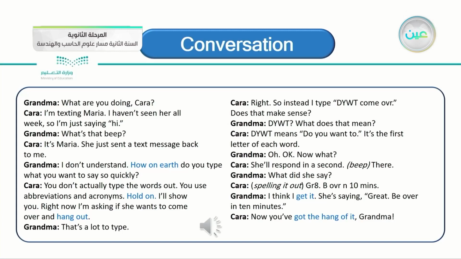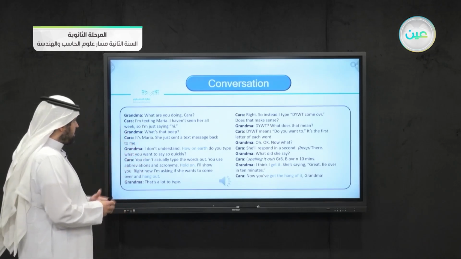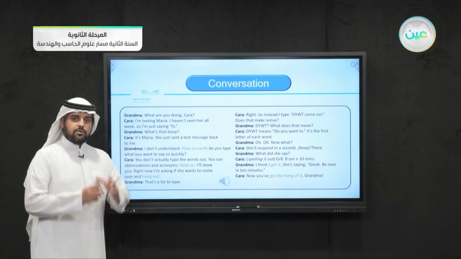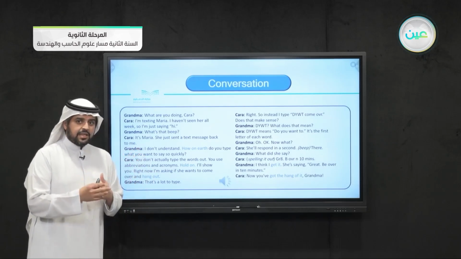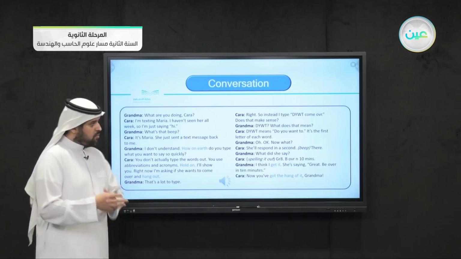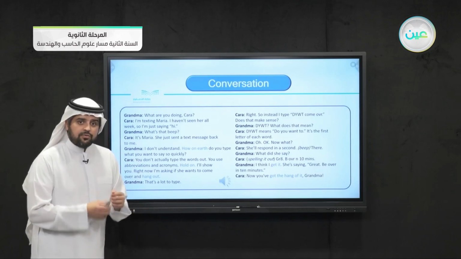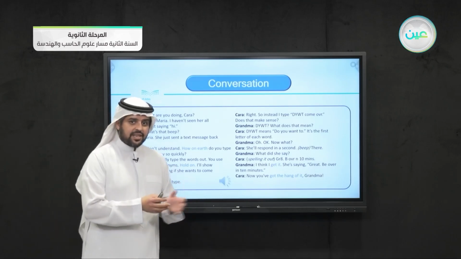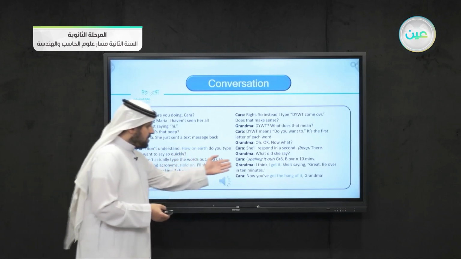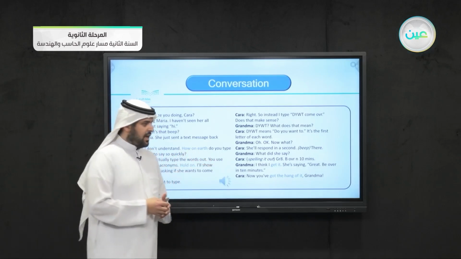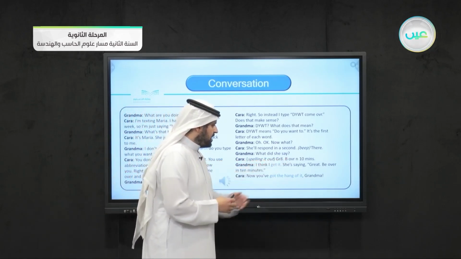So, now we have finished listening to the conversation between Grandma and Kara. Now we know that Grandma is trying to learn the new ways of writing, new ways of texting, because she's asking Kara, how does she write so fast? Then she discovered that Kara is using abbreviations and acronyms. Then she learned quickly, because she said here GR8B OVR in 10 minutes.